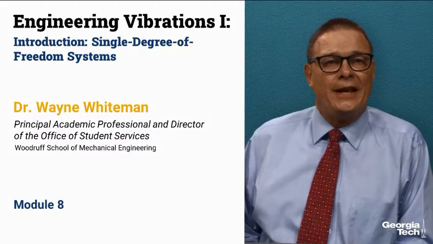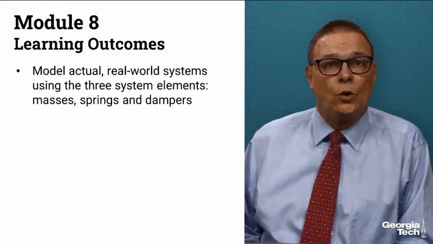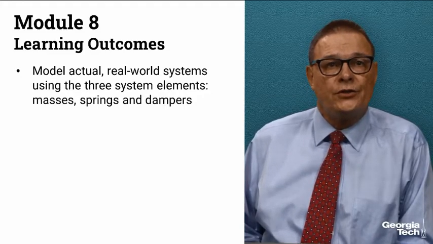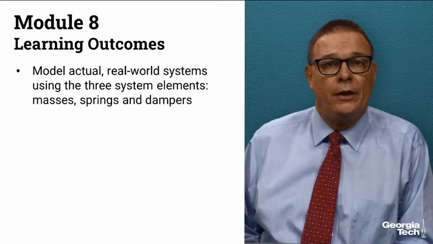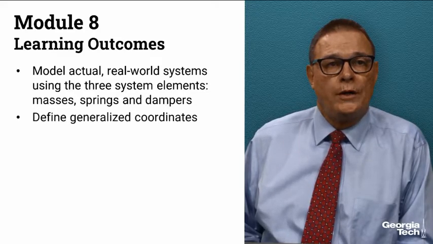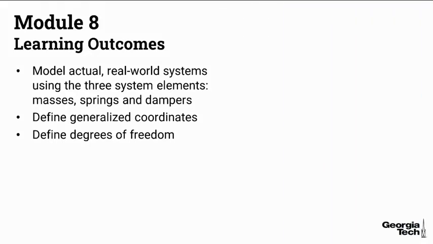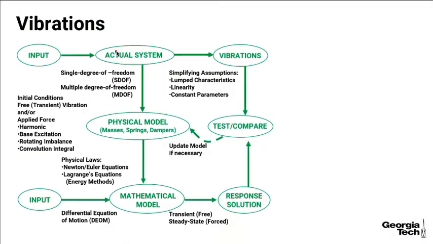Welcome back to Module 8. Today's learning outcome is to model actual real-world systems using the three system elements that we've come up with: masses, springs, and dampers. We're also going to define generalized coordinates, and we're going to define degrees of freedom. And so here again, we're going from some actual system, developing a mathematical model, so we have to come up with this physical model of masses, springs, and dampers.